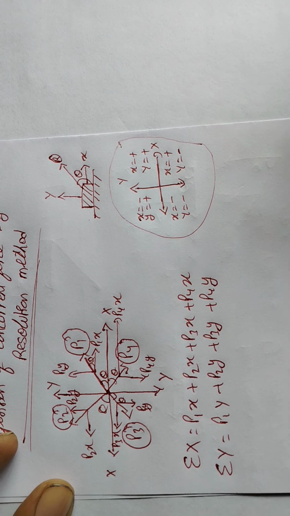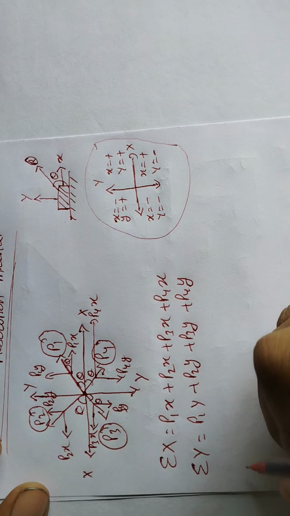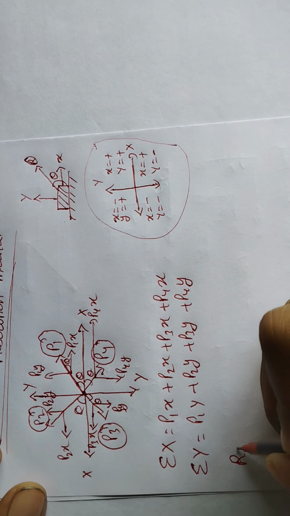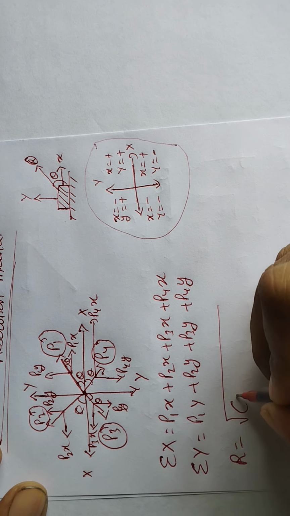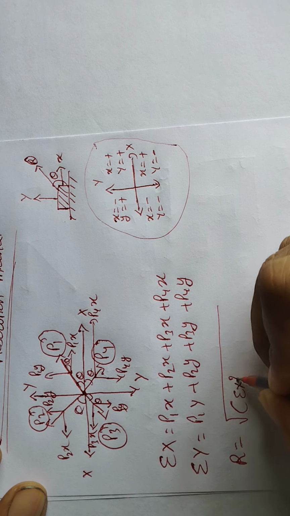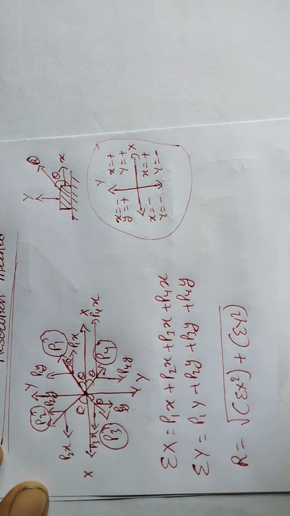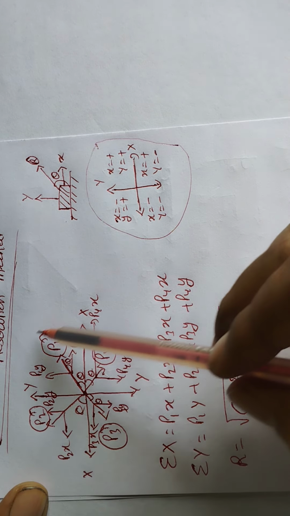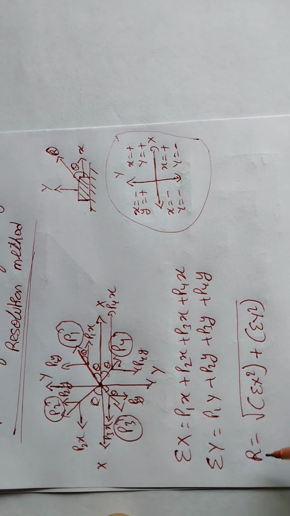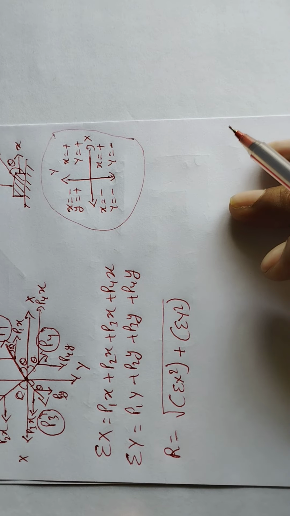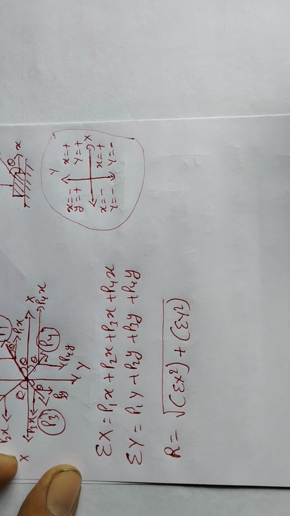Now if you see this summation of X and Y, my resultant force R can be written as R is equal to root of sum of X square plus sum of Y square. Sum of X square and sum of Y square.